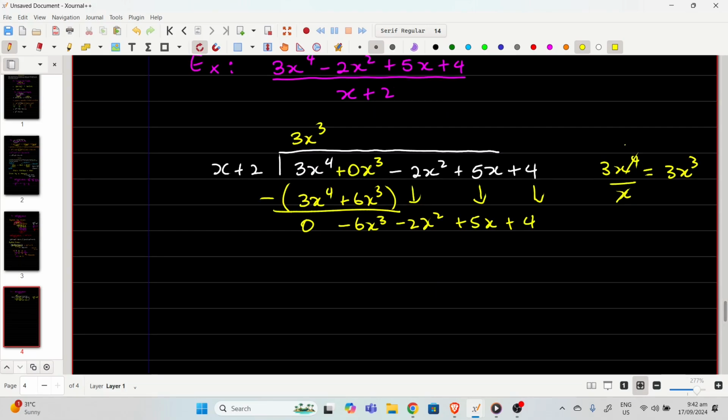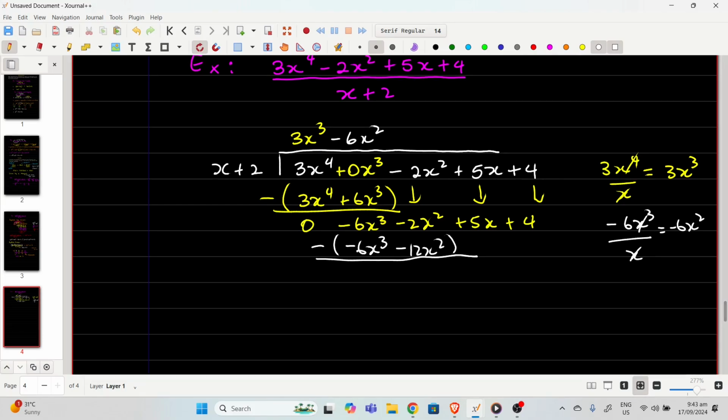So I am looking at negative 6x to the third power. Divide that by x. I'm going to get negative 6x to the second. So I'm putting here negative 6x to the second. Multiplying negative 6x squared by the x plus 2 is going to give me, open bracket, minus 6x to the third, and then minus 12x squared. Close that bracket off, simplify. So this here plus this is going to give me 0, and this here plus that is going to give me positive 10x squared.